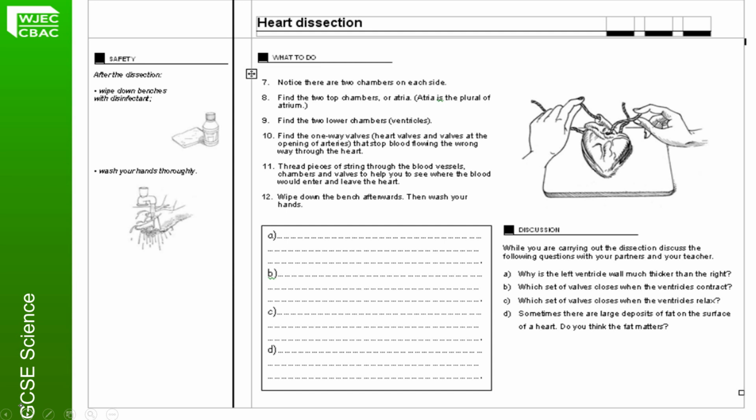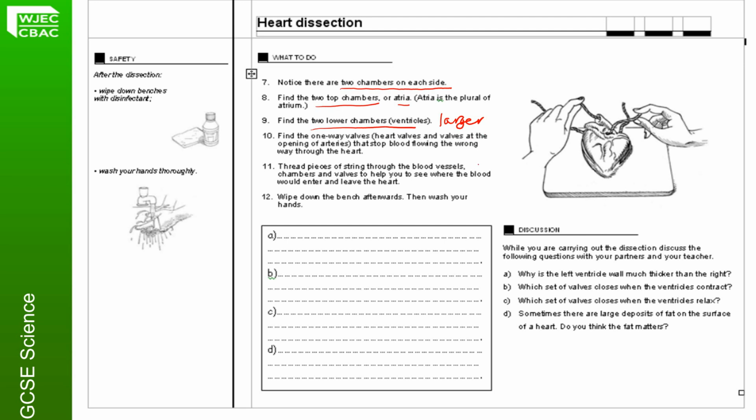So, hopefully you've noticed that there are two chambers on each side, and there's two top chambers, the atria, and then two lower chambers, the ventricles. Ventricles tend to be much larger. The atria are not so easy to see, particularly on the supermarket hearts, because quite often they've been cut into. Find the one-way valves and the tendons that hold them.